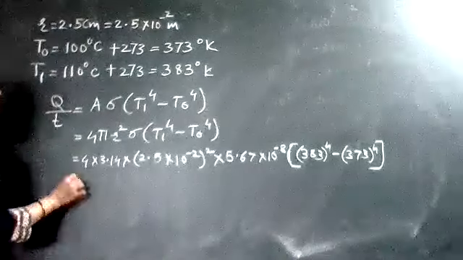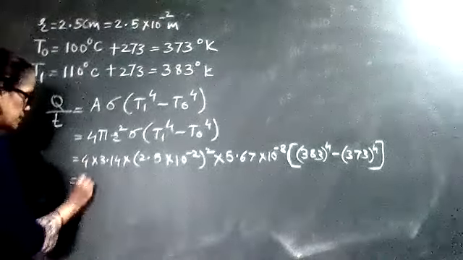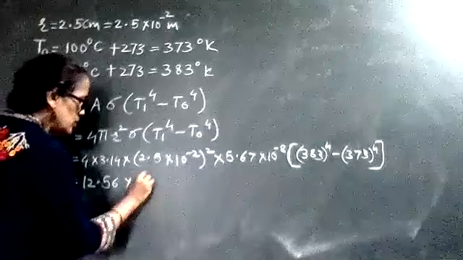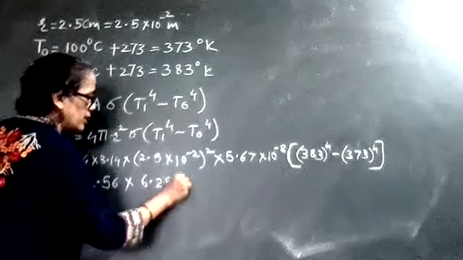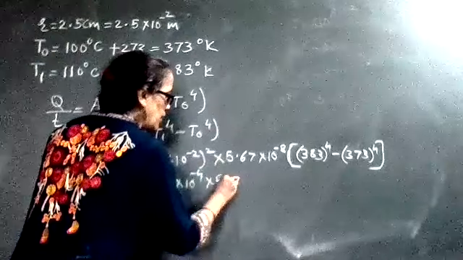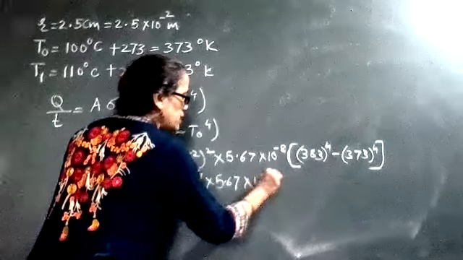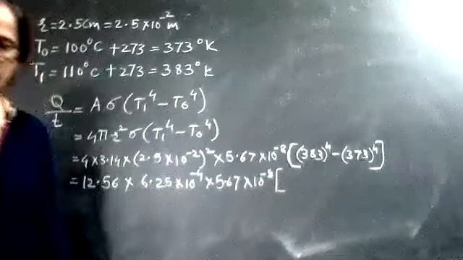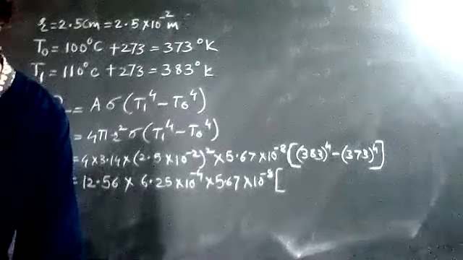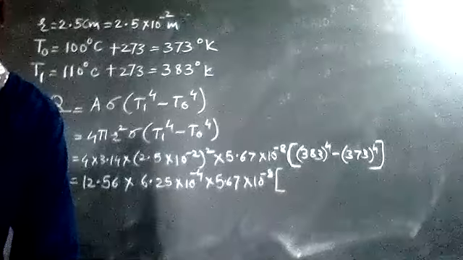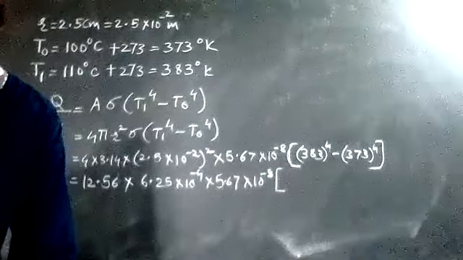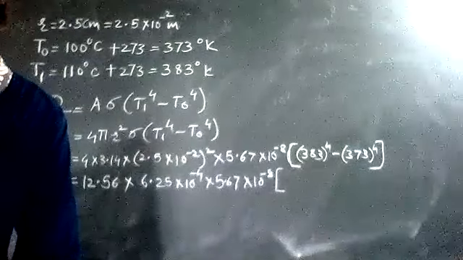Right? And now we are going to do the calculation. So 4 into 3.14 means 12.56, multiplied by 2.5 square, which is equal to 6.25 into 10 raised to minus 4, into 5.67 into 10 raised to minus 8, into. Now you have to make 383 raised to 4. So 383 raised to 4 means I have to multiply it 3 times. Is it right? So I'll go on multiplying it.